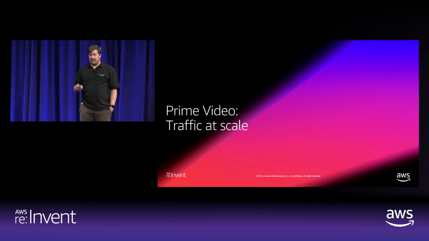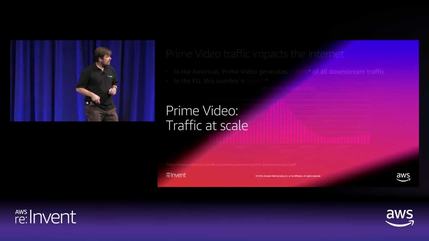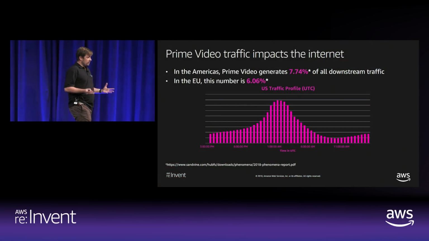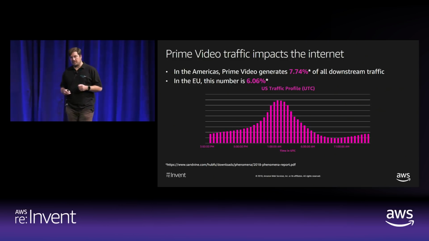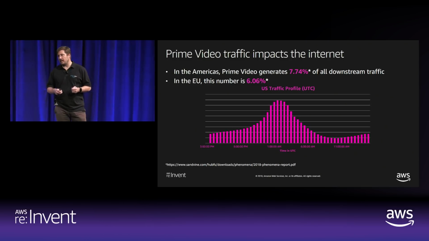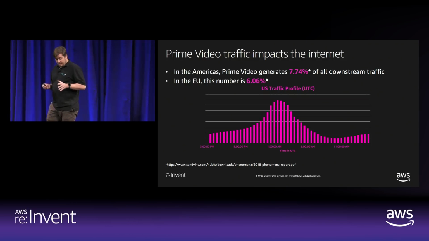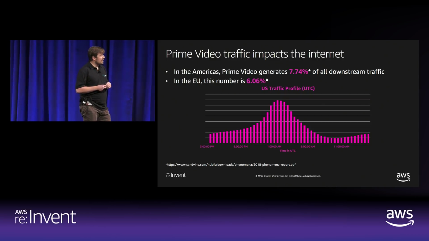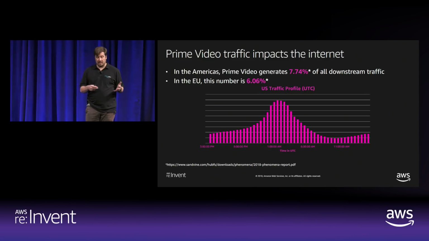So as Nick was saying, we have a lot of traffic that we have to manage. Just to give you a picture of what that looks like, because we have a large and growing customer base, Sandvine actually measured us at almost 8% of downstream traffic in the Americas. That is a lot of traffic. In the EU, it's about 6%. And one of our key challenges, as you can see by this graph, which is basically a single day of traffic in the US.